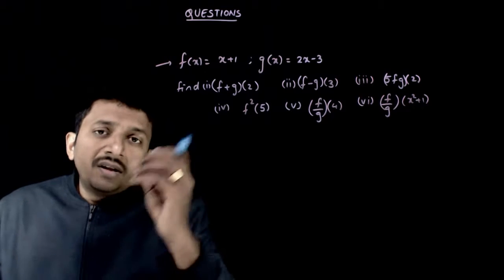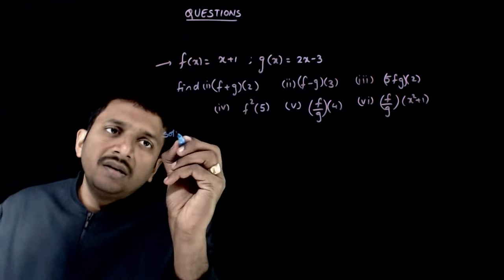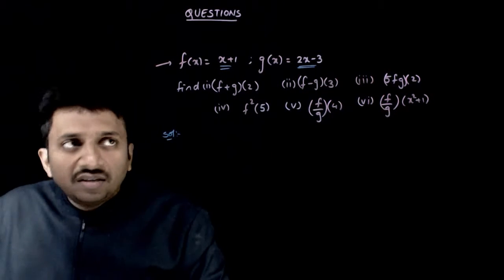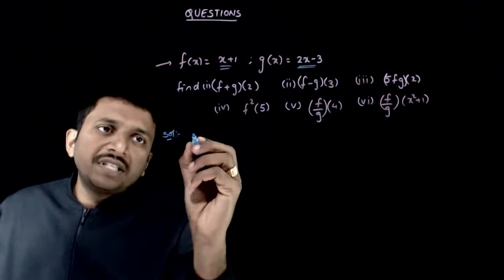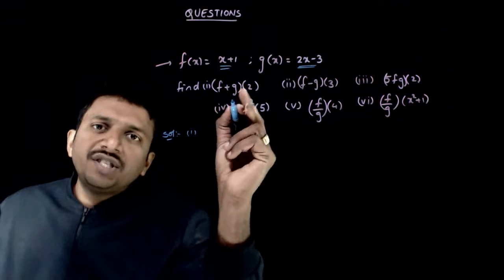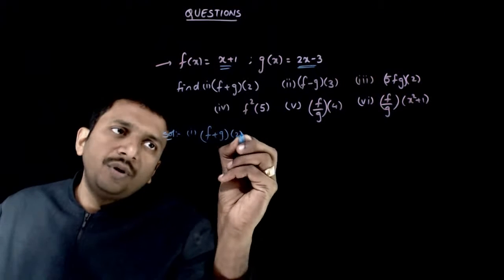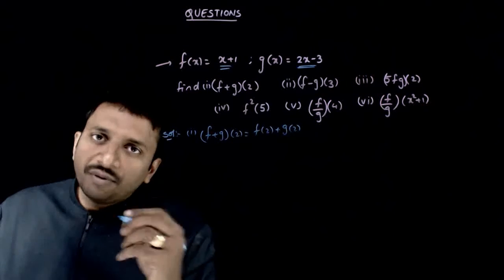So in this type, you will look at the algebra of functions. You're given f of x is x plus 1 and g of x is 2x minus 3. You're asked to find different values. The first one is (f plus g) of 2. By definition, (f plus g) of 2 is nothing but f of 2 plus g of 2, right?